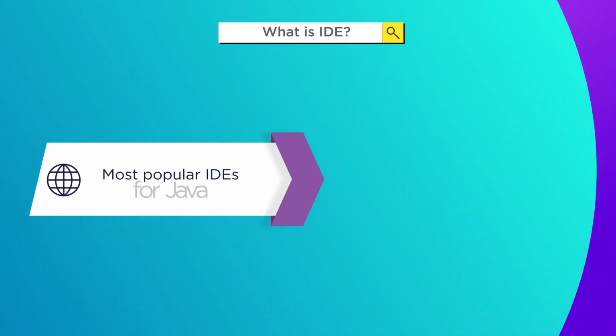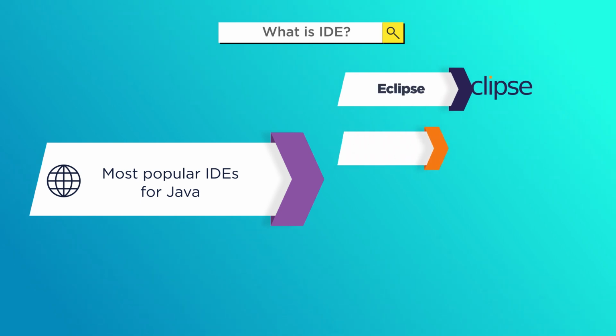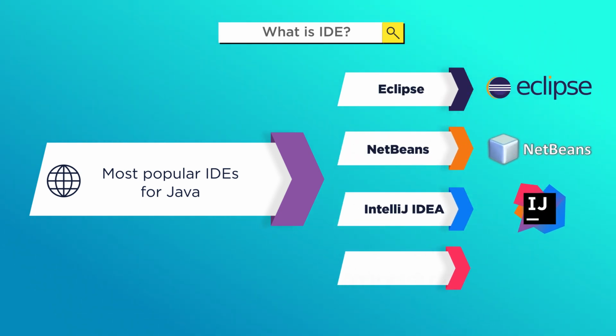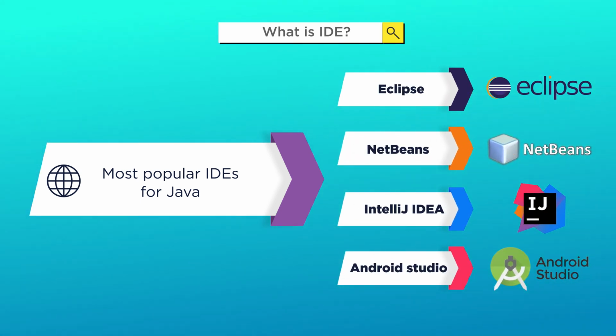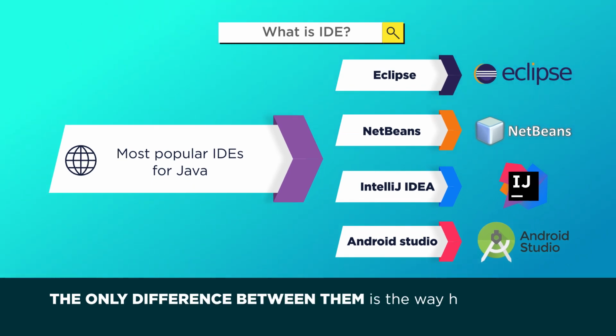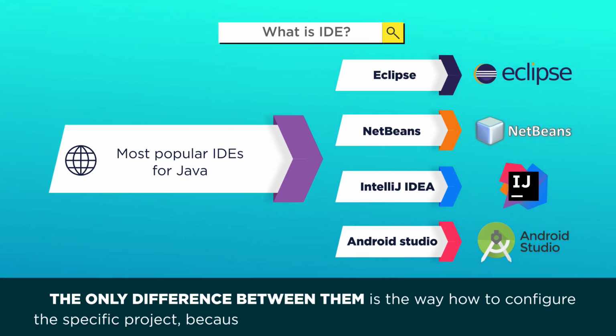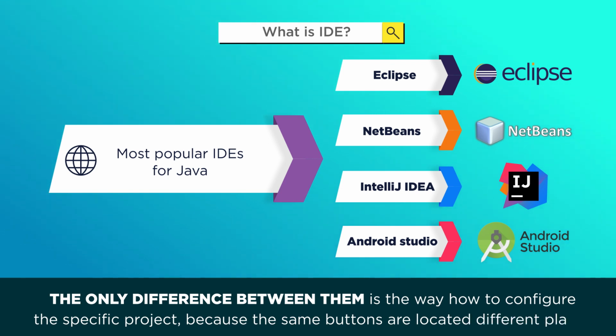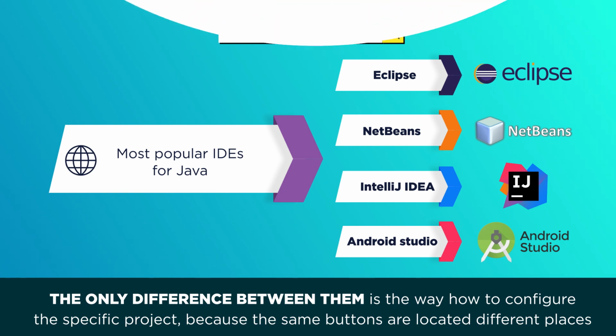The most popular IDEs for Java programmers: Eclipse, NetBeans, IntelliJ IDEA, and Android Studio for Android projects. I have working experience with each of them, and, to be honest, I can conclude that they are very similar to each other. The only difference between them is the way to configure the specific project, because the same buttons are located in different places. That is the short answer regarding the major difference between these IDEs.